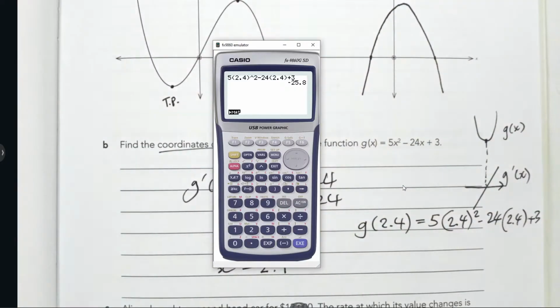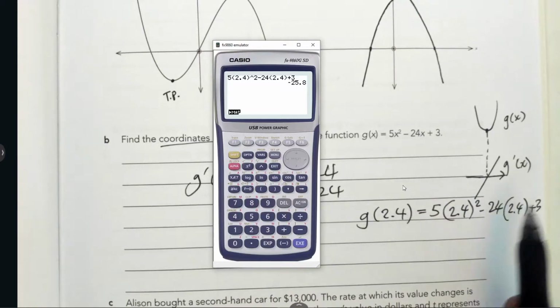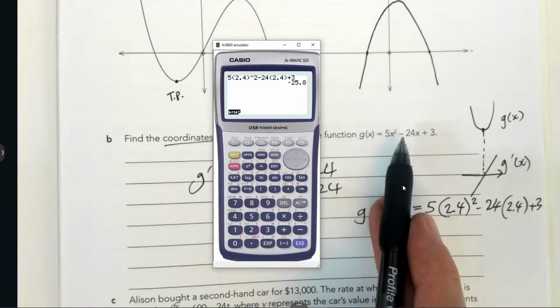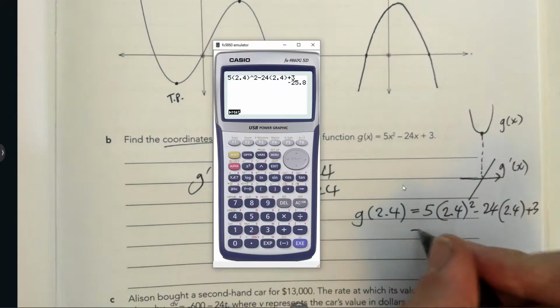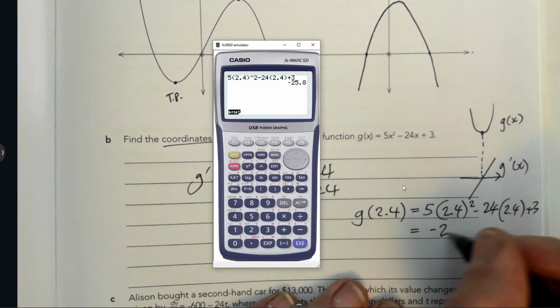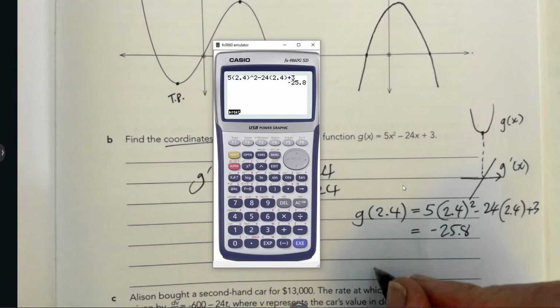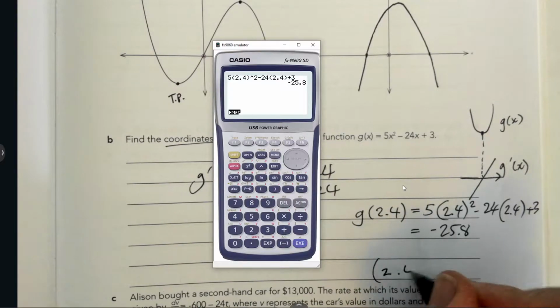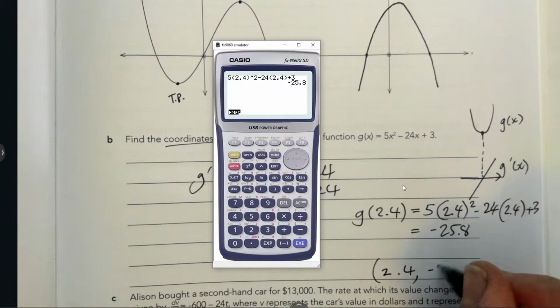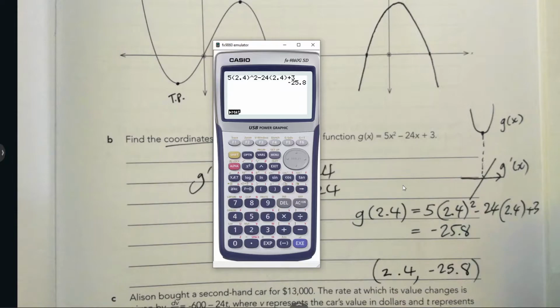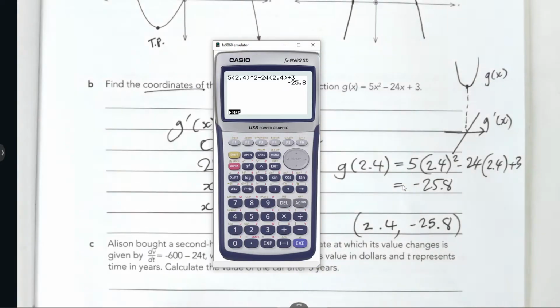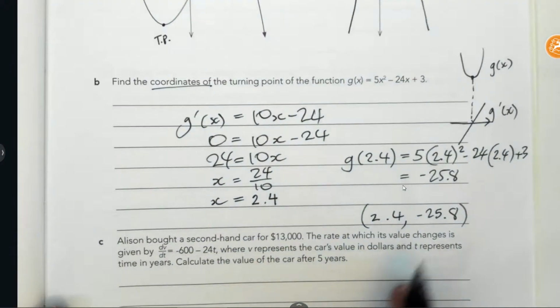Negative 25.8. Does that make sense? Yeah, because that's going to be a really big negative number. Yep, looks good to me. Equals negative 25.8. I mean, it's possible that I make a mistake on these, and I probably won't address it at the time, but it will make it more interesting for you, trying to find out where I made my mistake.